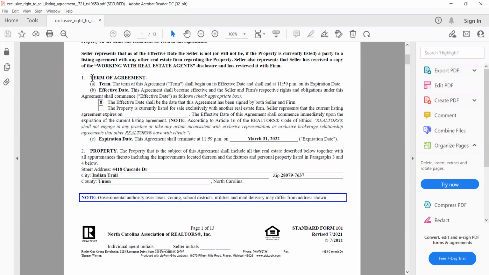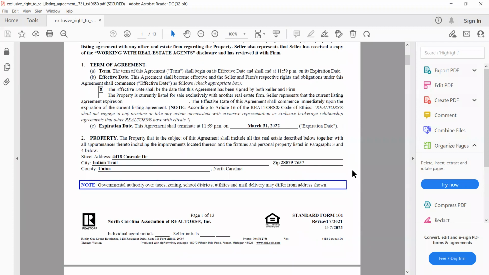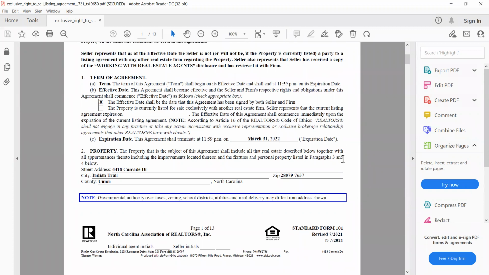Okay, expiration date, 1 subset C. You want to put an expiration date in here. For me personally, I always go out 6 months and put that date. It just helps in this market. I mean 3 months is sufficient, but I just go 6 months unless my client says something about it. But notice what it says: expiration date, this agreement shall terminate at 11:59 p.m. on March 31st, 2022. That tells them that's when the relationship ends. Okay, the agency relationship or the listing agreement.